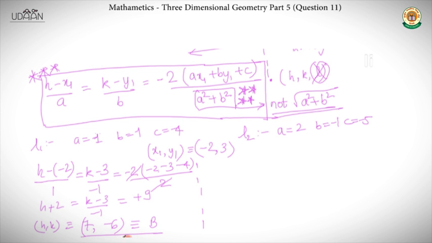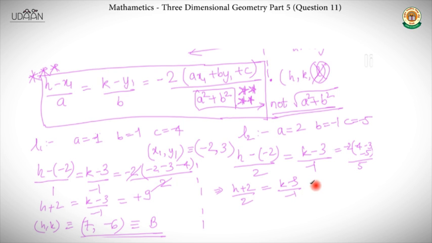Now similarly we would find out C, which is (h minus -2) by 2 equal to (k minus 3) by -1, which is -2 of (-4 -3 -5) upon 5, which gives (h plus 2) by 2 equals (k minus 3) by -1, which is 4 plus 3 is 7, 7 plus 5 is 12, which is 24 by 5. So point C is (38 by 5, minus 9 by 5).